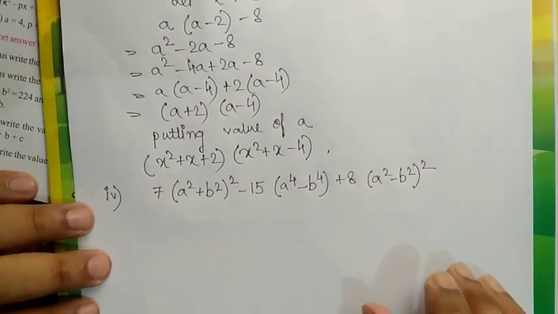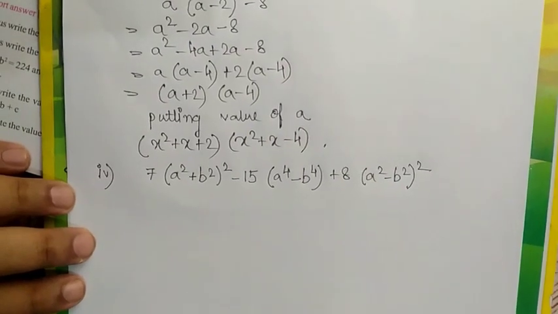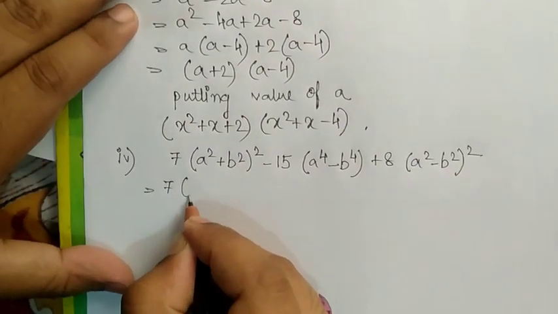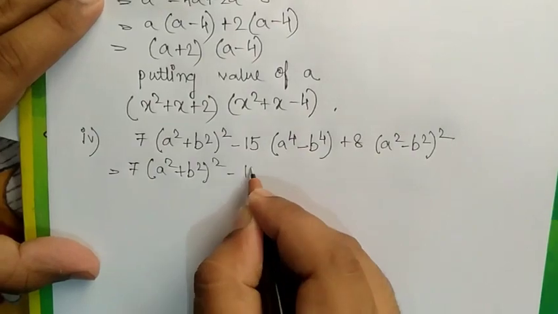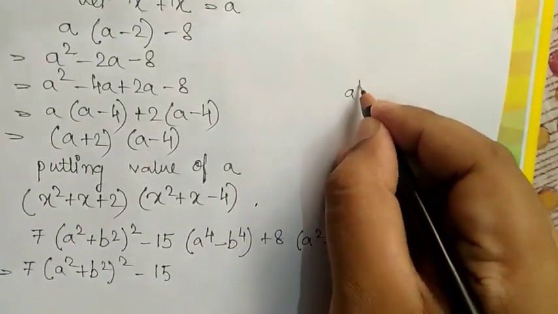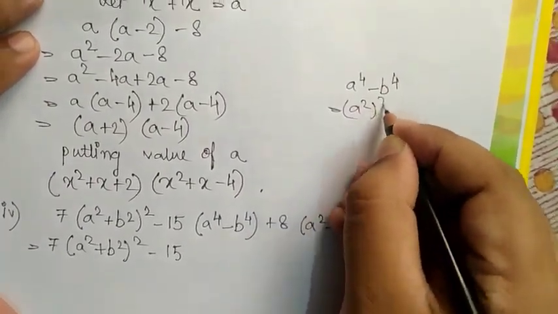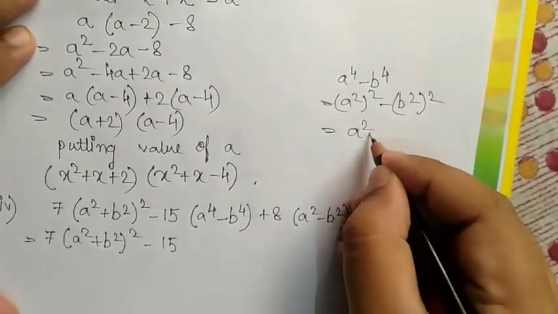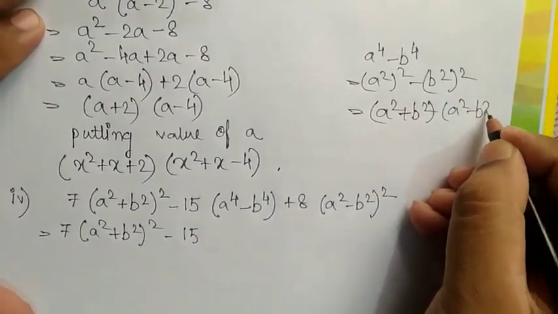This is sum number 4 of the chapter 8.5, 8.5 1 part 4. Now first of all, here a to the power 4 minus b to the power 4 equal to (a square) whole square minus (b square) whole square. So therefore this can be written as (a square plus b square) into (a square minus b square).